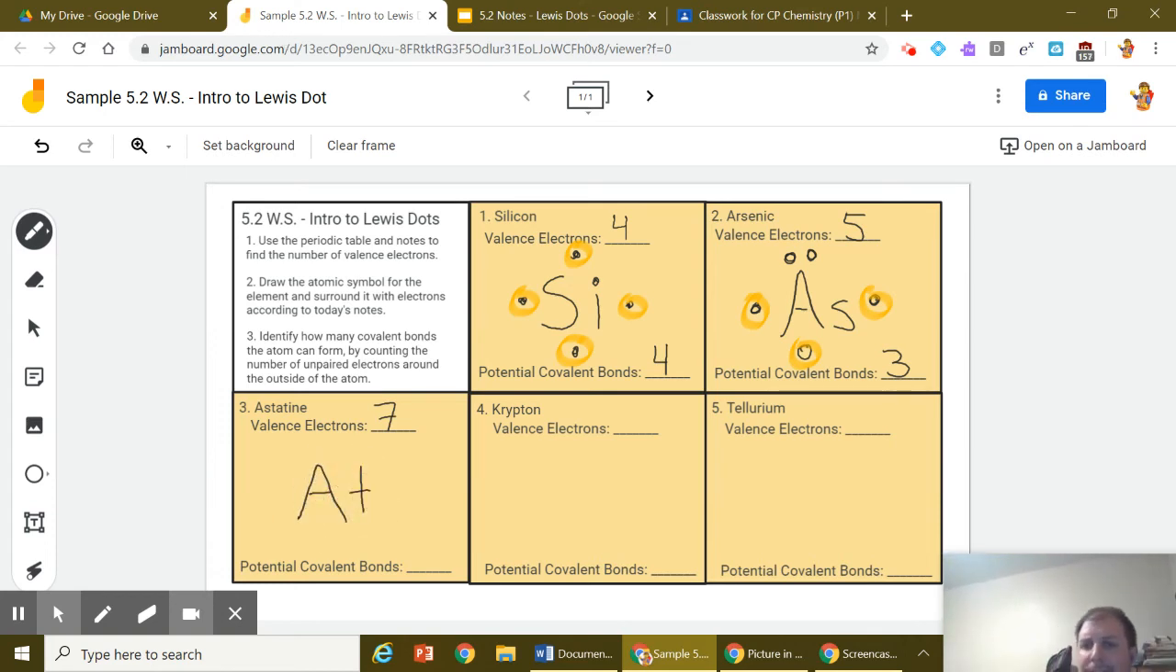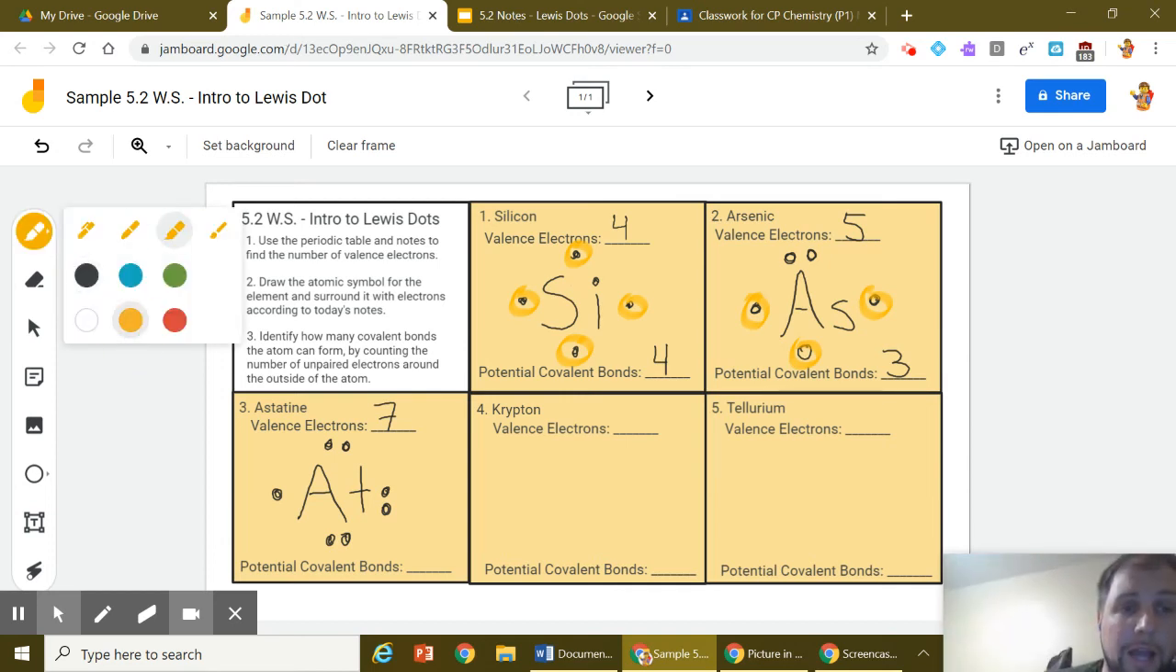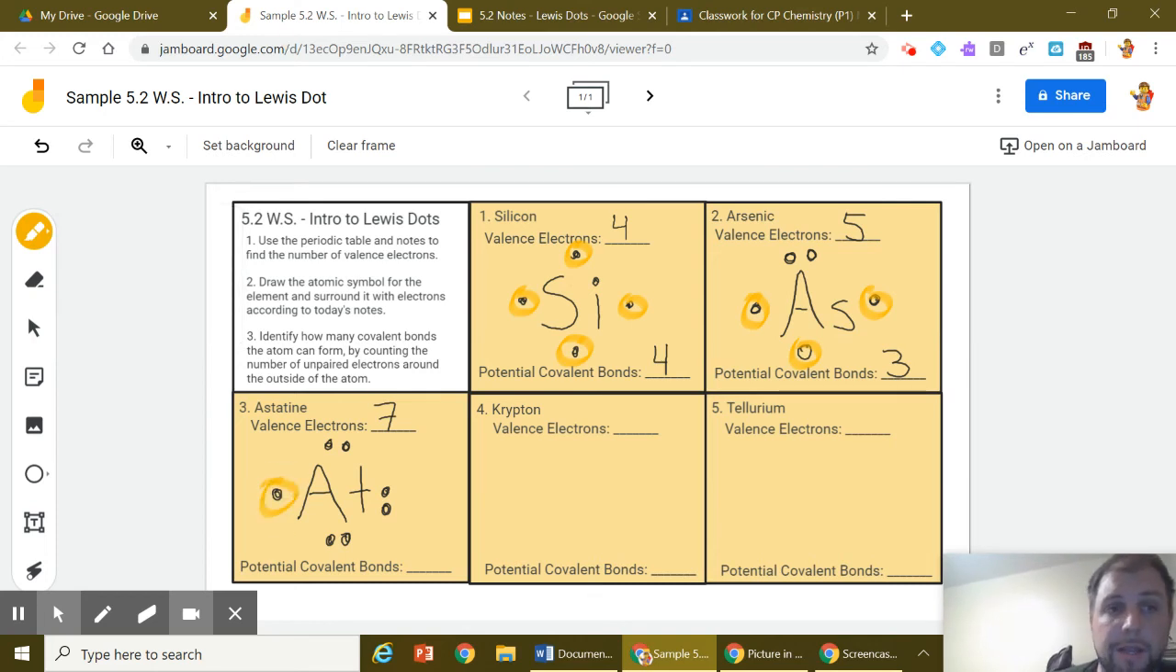Now I'm going to draw in these electrons around the outside. 1, 2, 3, 4, 5, 6, 7. There we go. That is the Lewis dot structure for astatine. Now, how many potential covalent bonds is it going to make? Just look for how many unpaired single electrons there are around that central atom. In this case, there's only 1. So this guy is only going to form 1 covalent bond.